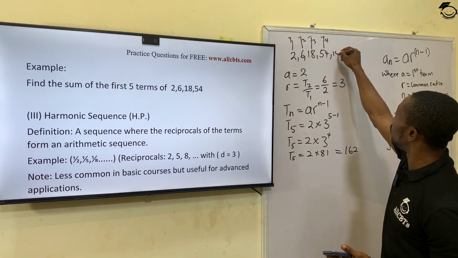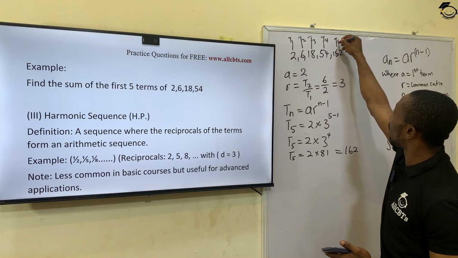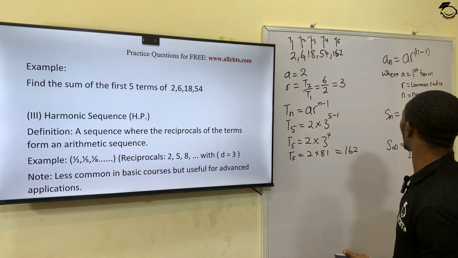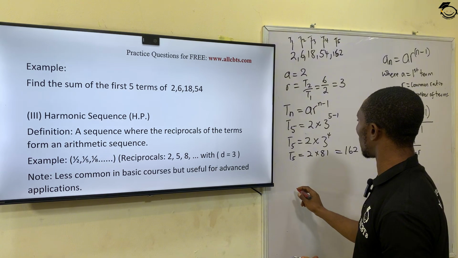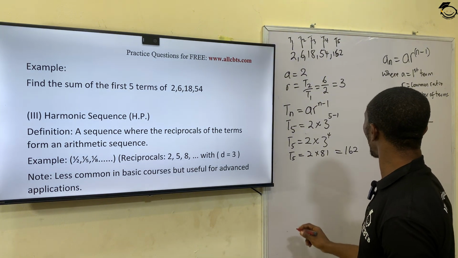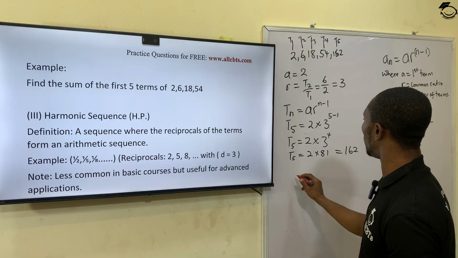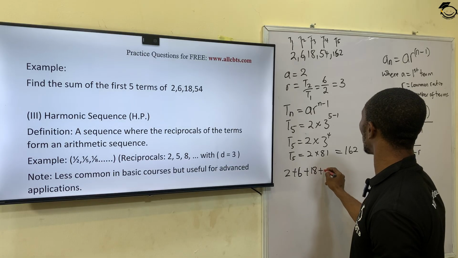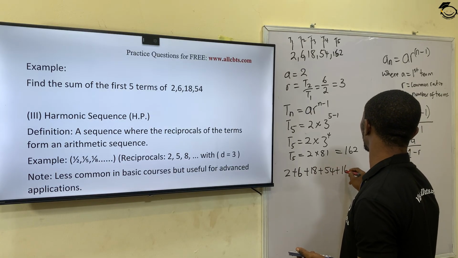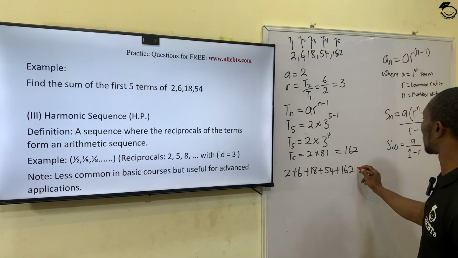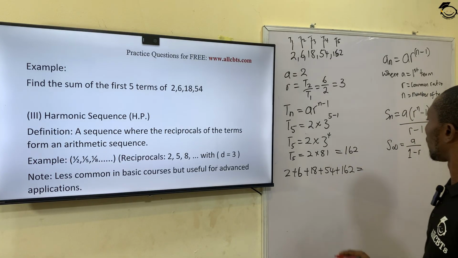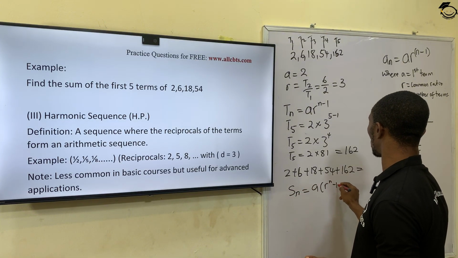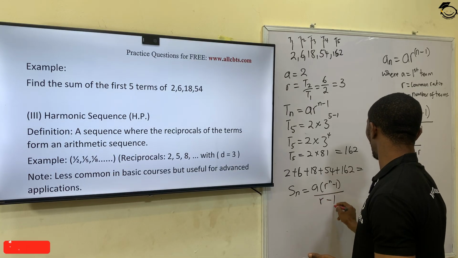So our 5th term will be 162. Now, our question says, find the sum of the first 5 terms. Our sum of the first 5 terms would be, either we do 2 plus 6 plus 18 plus 54 plus 162 to get a sum, or we can use a formula that says Sn equals a bracket r^n minus 1 all over r minus 1.